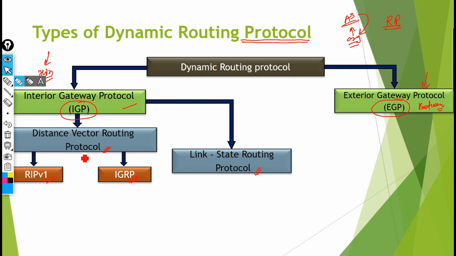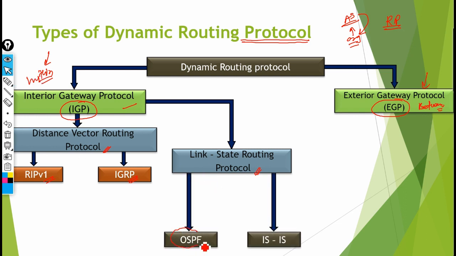IGRP stands for Interior Gateway Routing Protocol. Next, in link state you have one protocol which is known as OSPF, Open Shortest Path First. OSPF is a link state protocol.